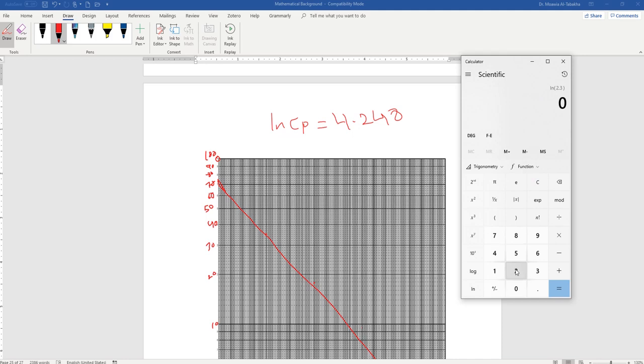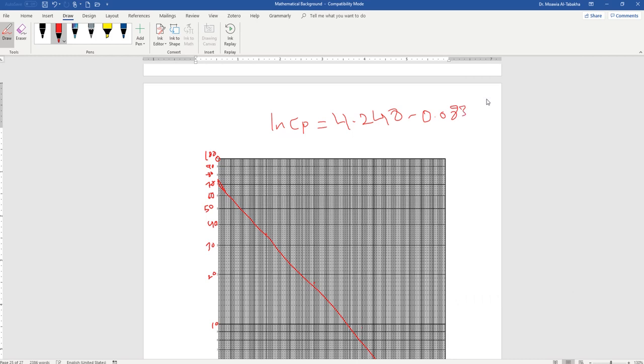Now we'll do the slope. The slope is... oh sorry, it's not 70. First we start with the number we have, ln 2.3 minus ln 70. It has to be negative, see, negative. And this is divided by 10 and it will give you minus 0.083. So ln C equals ln C0 minus 0.083 times time. This is your equation.